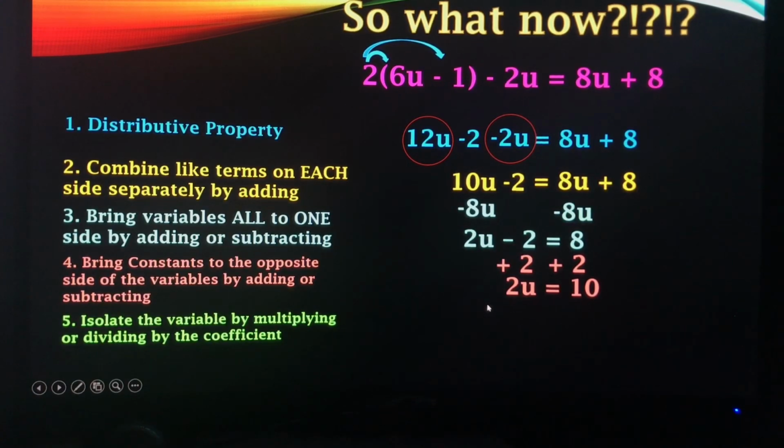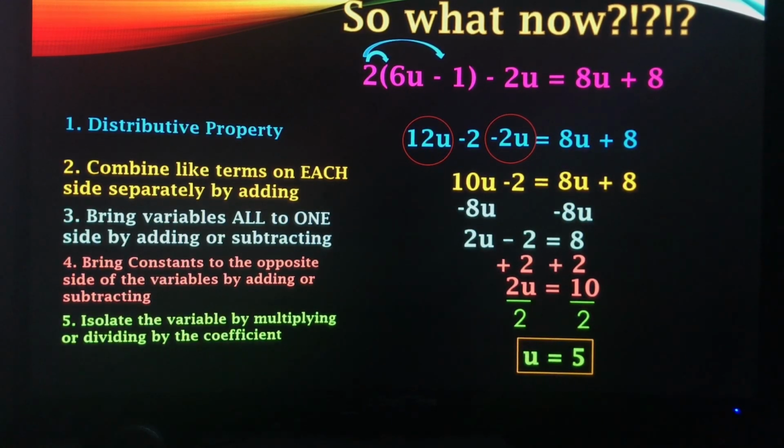You're either going to get it alone by multiplying or dividing. It's going to depend what's there. Right now, I have multiplication. So to bring this 2 over, I'm going to have to divide both sides by 2, because to bring something over, I do its inverse. Therefore, I'm left with u equals 5.